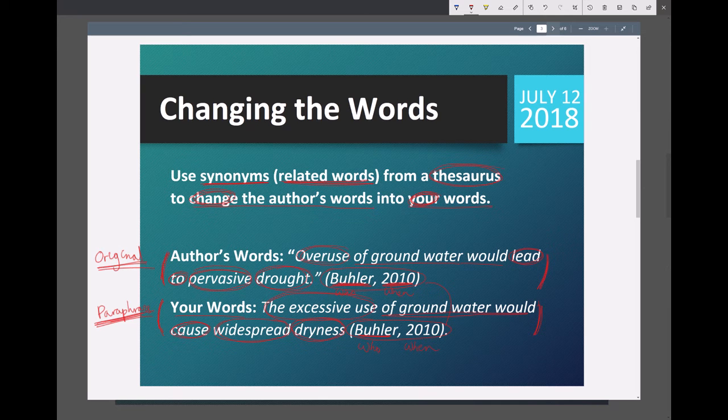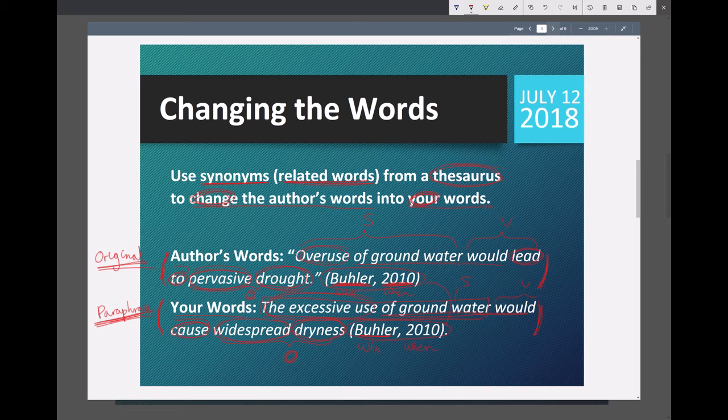Remember, you can also try and identify the subject, verb, and object in sentences like this. So, for example, here you have the subject, overuse of groundwater. Notice that in the paraphrase there is also a subject, which is very much the same: the excessive use of groundwater. That's your subject. Would lead to, so there's your verb. And here would be would cause, there's your verb there. Pervasive drought, that's your object. Widespread dryness, that's your object.